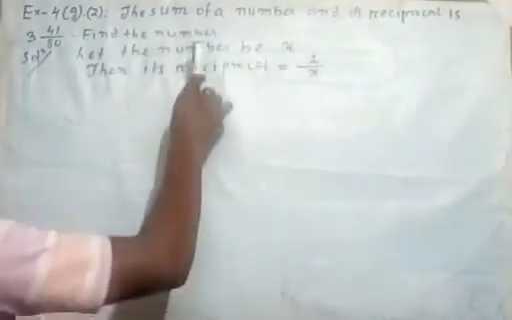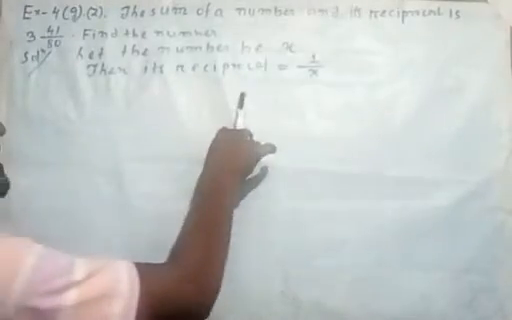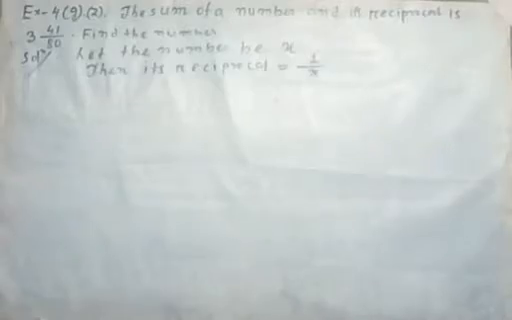Actually, reciprocal means inverse of a number. What is the inverse? Suppose a inverse means 1 by a. Similarly, reciprocal means if a number is x, then the reciprocal will be 1 by that number. So the reciprocal is 1 by x.